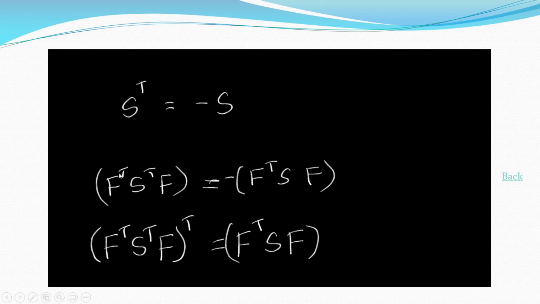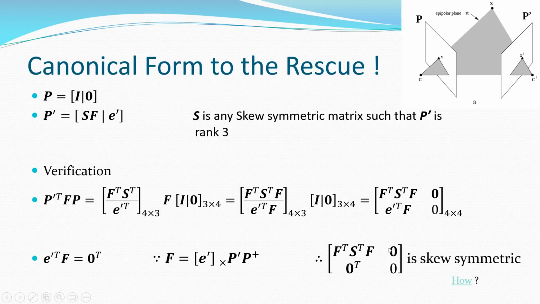So you can see that for this matrix, its transpose is nothing but its negative. So by this you can prove that this matrix is a skew symmetric matrix. This is 0, so it does not matter, and this is also 0. So this matrix that we have got is a skew symmetric matrix. Hence we can say that P and P dash, both of these are one possible solution, that is a possible camera matrix for this fundamental matrix F.